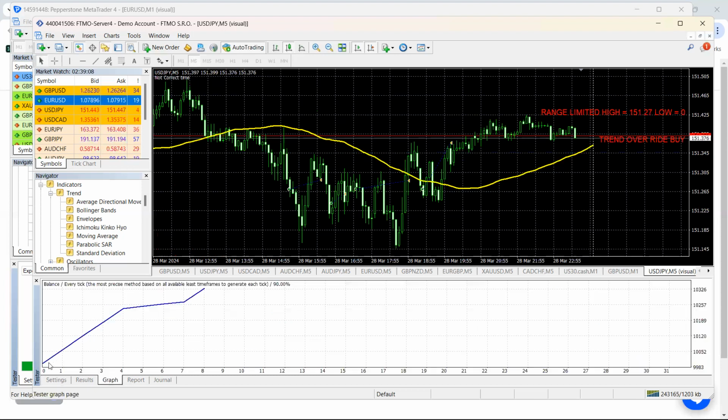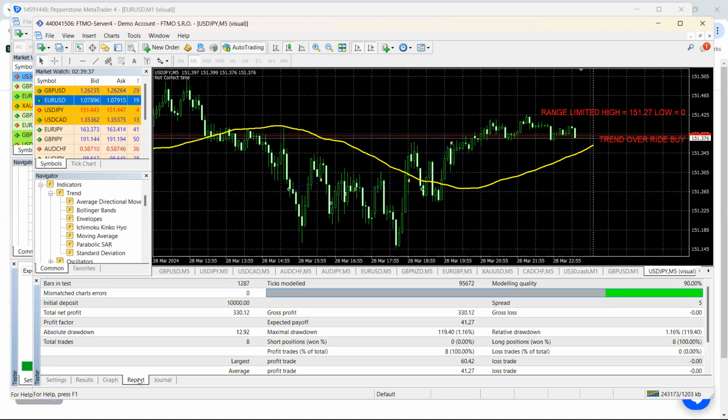I'll have a look at the graph. It's 1, 2, 3, 4 trades of full profit, full $60 profits. And then we had 1, 2, 3 trades that hit the profit lock of $10. And then we had one more full profit. So that's $330 just off this one pair in one day. And that's equivalent to 3.3% for the day.